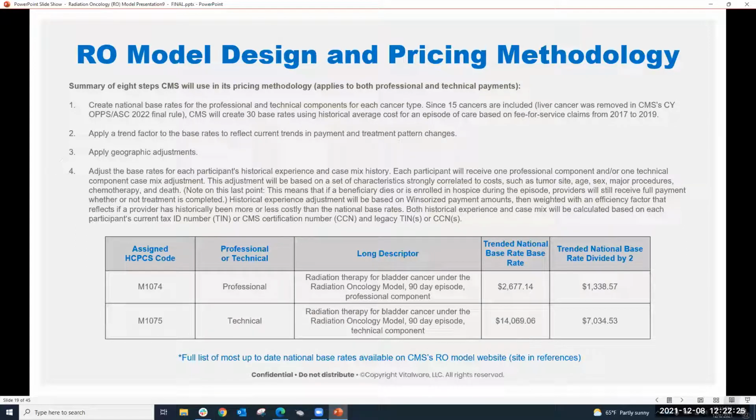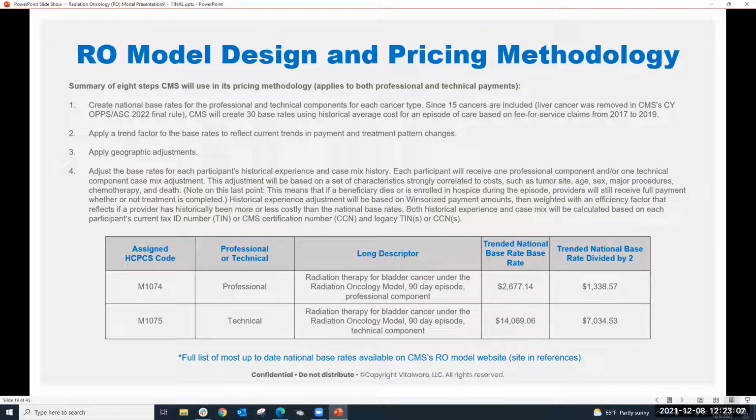So they're going to apply a trend factor to the base rates to reflect current trends in payment and treatment pattern changes. This accounts for volume and payment trends outside of the model using the OPPS billing method and MPFS. And they use recent claims to calculate this. They are going to apply geographic adjustments, and they're going to apply adjustments based on historical experience and case mix history. Your historical experience addresses differences in the facility's historical care pattern.